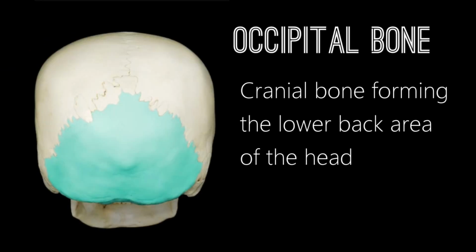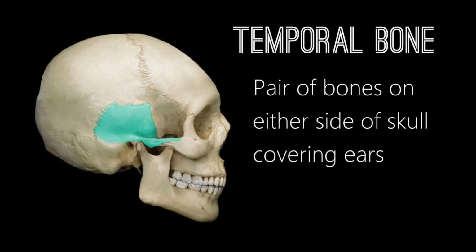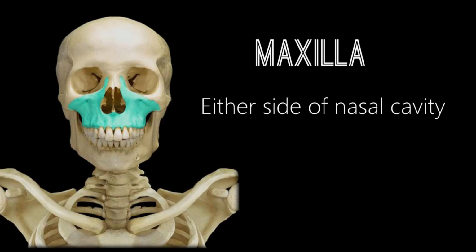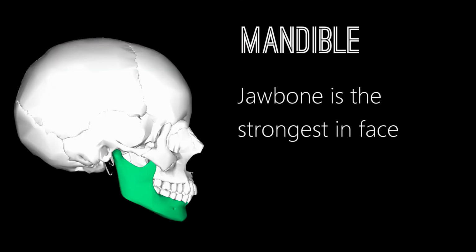Occipital bone: cranial bone forming the lower back area of the head. Temporal bone: pair of bones on either side of the skull covering the ears. Maxilla: either side of the nasal cavity. Mandible.